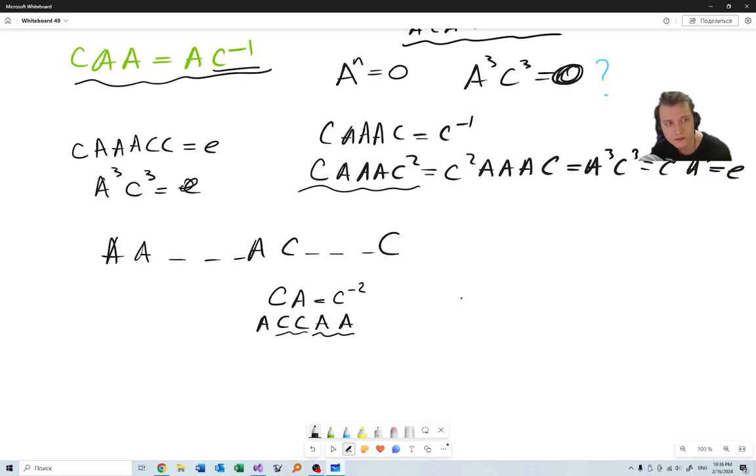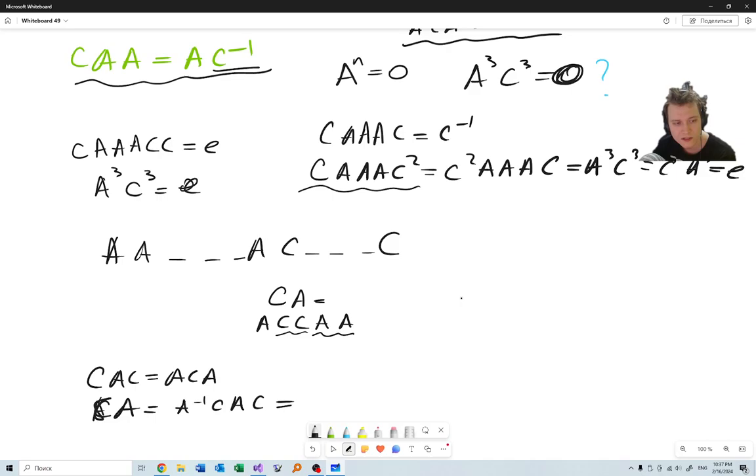No, this is not interesting. No, this is not what we need. This is not what we need. We also know that CAC equals ACA. Can we use that? So CA equals this, and also it equals this. No, it is not what we would like to see.